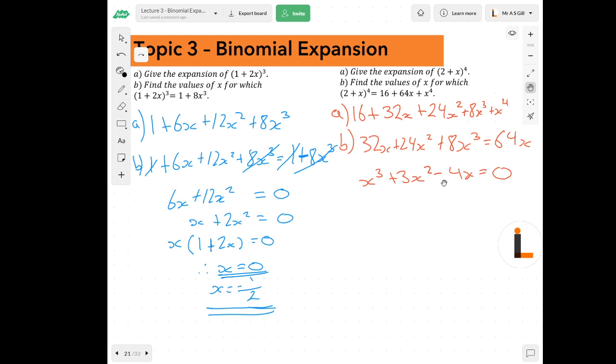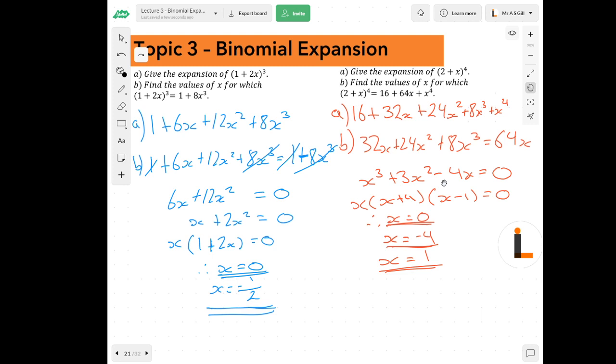So we've got a cubic here. We can factor out the x and then factorize the quadratic that we're left with. So we should end up with this as a fully factorized form. And then you can see we've got our 3 values of x. Therefore, x equals 0, x equals minus 4, or x equals positive 1. And again, you can see the hint in the question, find the values, plural, of x for which this is true. We've got our multiple values at the bottom there.